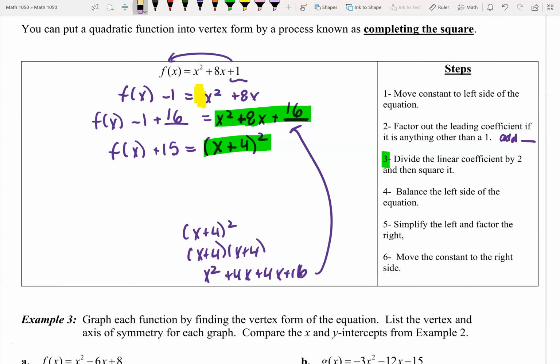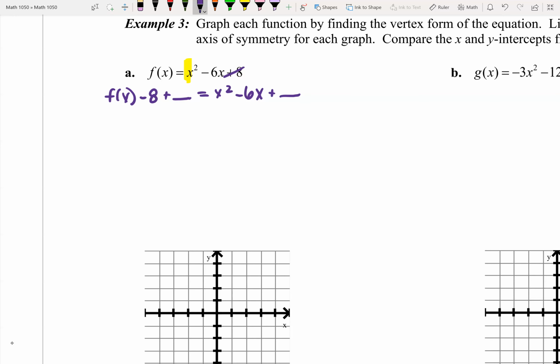So I'm going to go f of x minus 8, because that 8 comes over, plus blank. I'm going to add my blanks right now. I know I don't have to factor anything out, so it's x to the second minus 6x plus blank. All I did was move my 8 over and add blanks. Now I take my 6, I divide by 2, and I get a 3. I raise it to the second, and I get a 9. So you must write plus 9 plus 9.